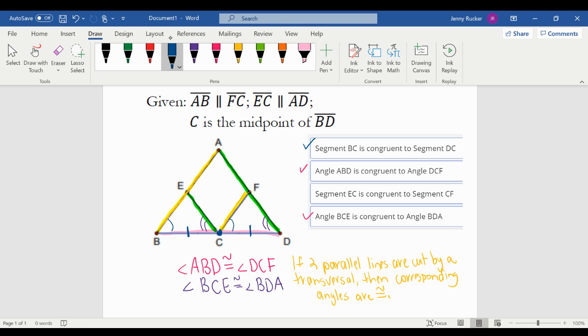Let's take a look at our other choice. Segment EC is congruent to segment CF. We don't have any information at this time to let us conclude that segment EC and segment CF are congruent.